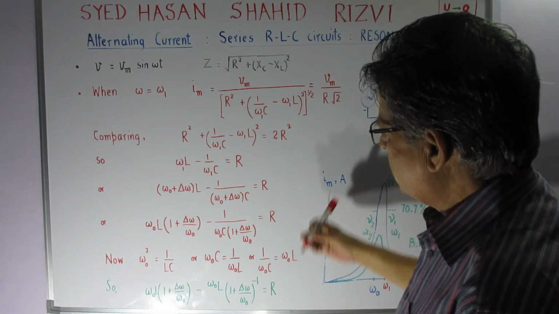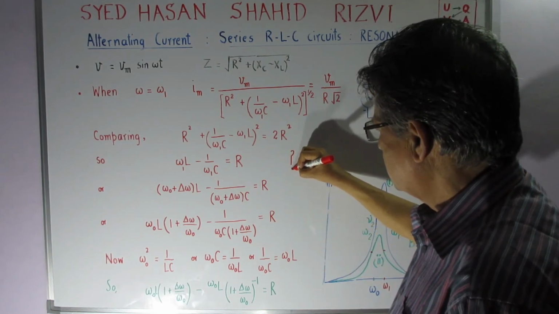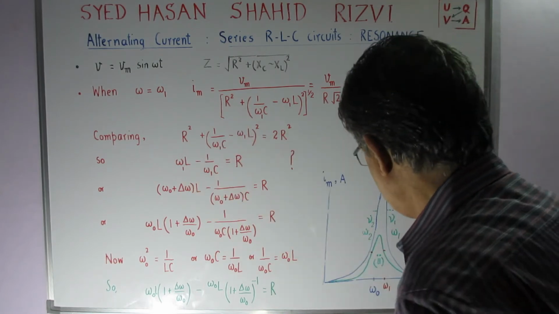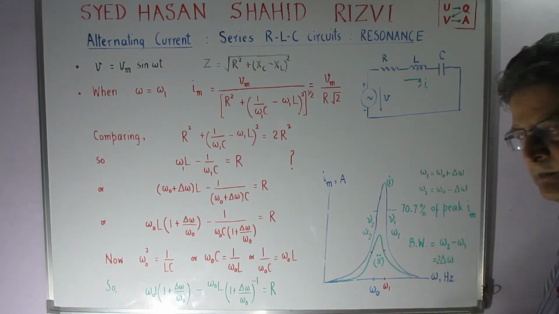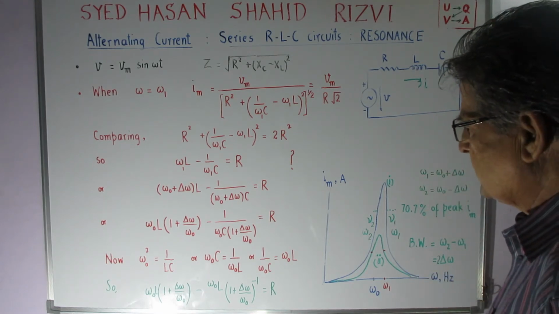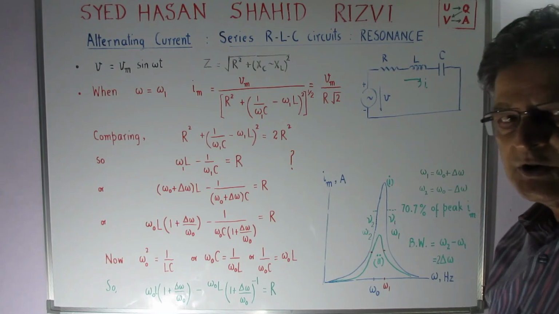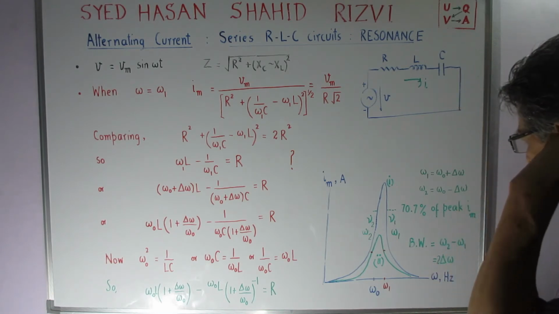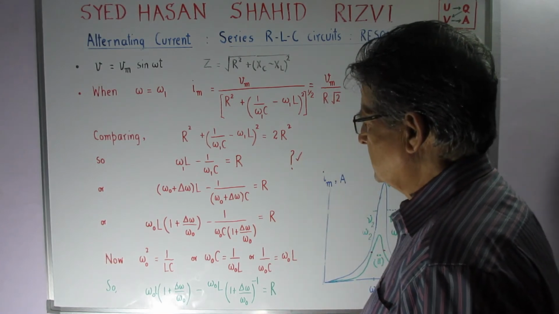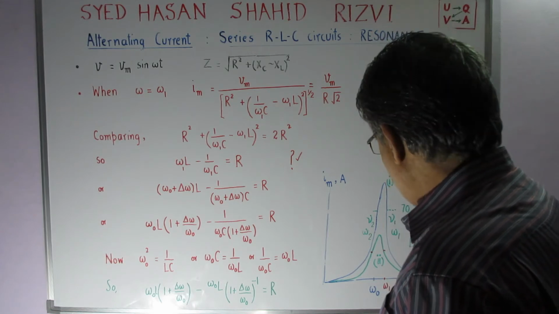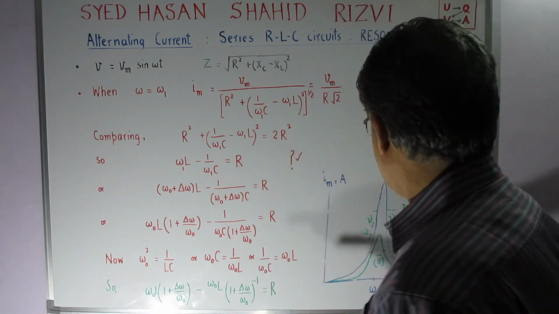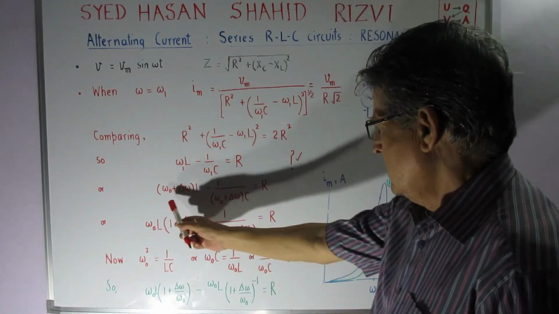Now I am writing, see here, omega 1 L minus 1 upon omega 1 C is equal to R, because we are talking about this frequency omega 1, and at this frequency the inductive reactance will be more than the capacitive reactance, and therefore we'll write like that. So I hope you understand that. And now I write omega 1 is equal to omega naught plus delta omega, and not omega 2, this only.